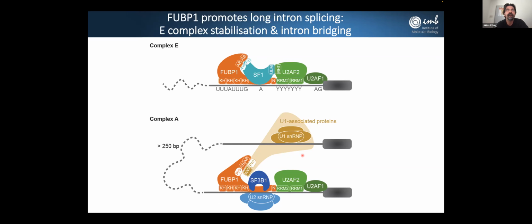Also, these longer introns are usually defined by exon definition, and here SF1 is usually already released before the communication across the intron. And we think that maybe FUBP1 might also be involved in taking over some of the functions that are normally carried out by SF1. But this goes a little bit in the speculative direction.